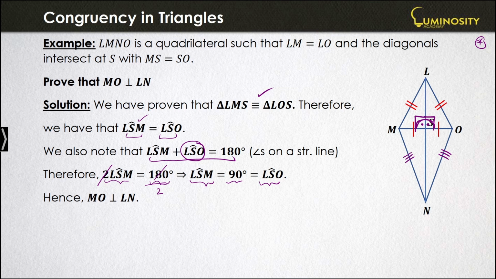And what we've actually shown in the bigger hierarchy of the story here is that these congruencies have allowed us to show that this quadrilateral is indeed a kite. So that's pretty cool.